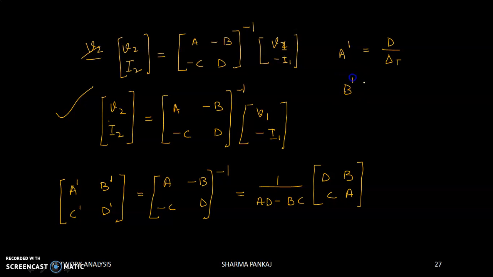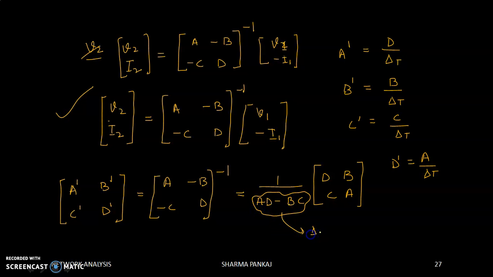B dash is given by B upon delta T, and C dash is equal to C upon delta T, and likewise D dash is equal to A upon delta T. Now what is delta T? This term is called delta T, or delta T is equal to AD minus BC. To calculate the inverse of this, we need to have the transpose of this matrix form.